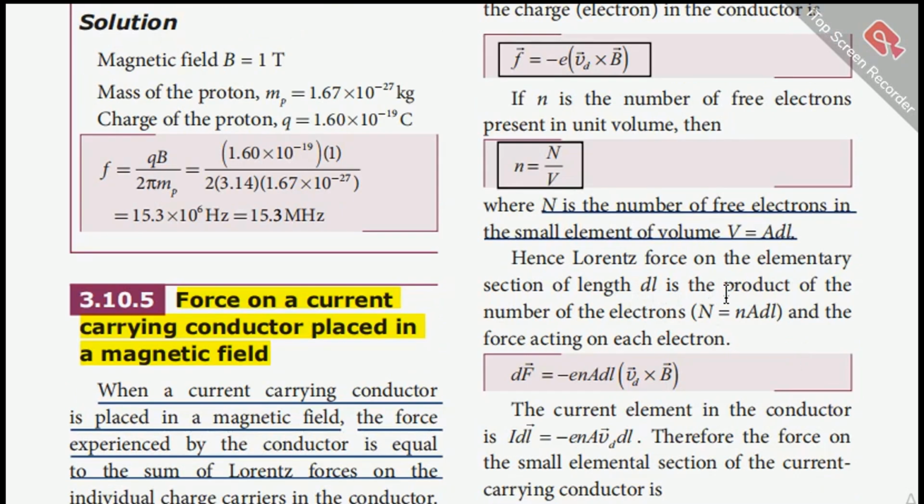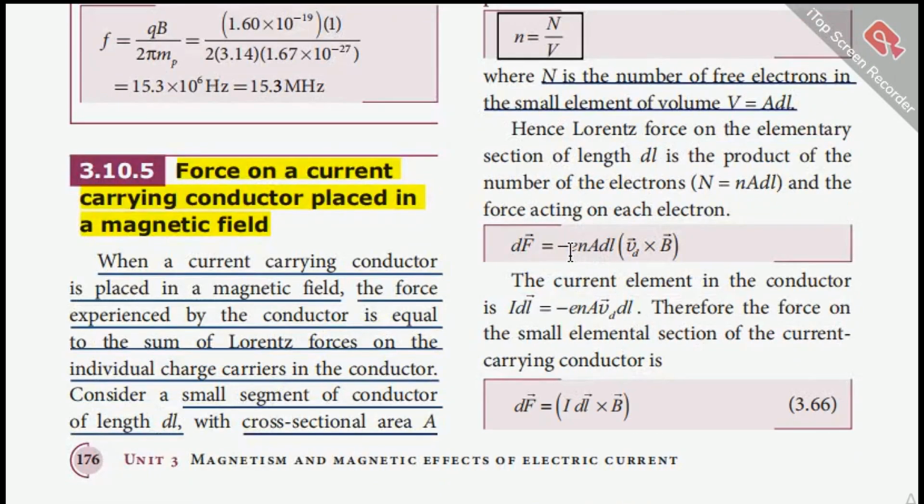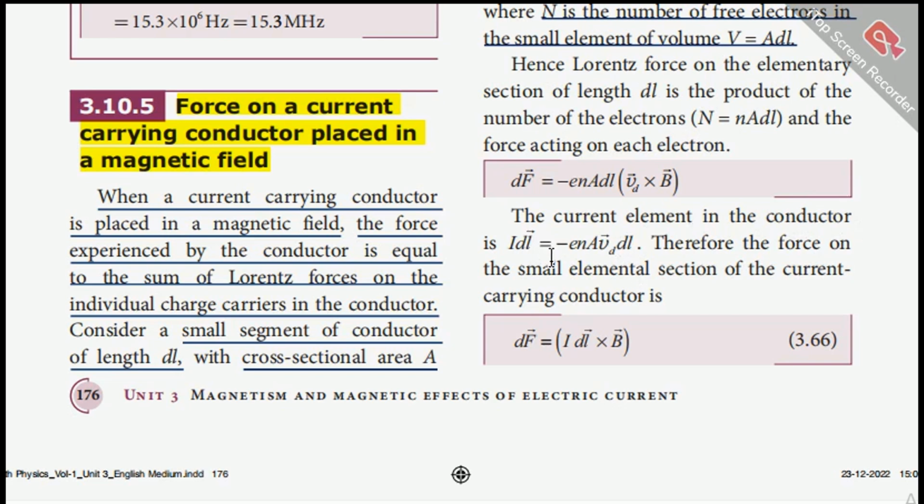Hence, the Lorentz force on the elementary section of length dl is the product of the number of electrons and the force acting on each electron. So the Lorentz force is given by dF equal to minus n e A dl Vd cross B. The current element in the conductor is given by I dl equal to minus n e A Vd dl. Therefore, the force on the small elemental section of the current carrying conductor is given by dF equal to I dl cross B.